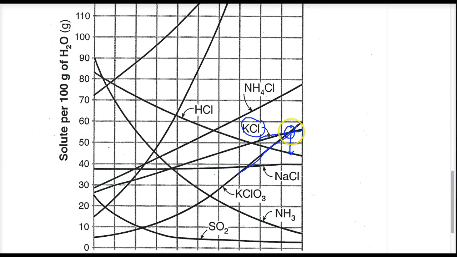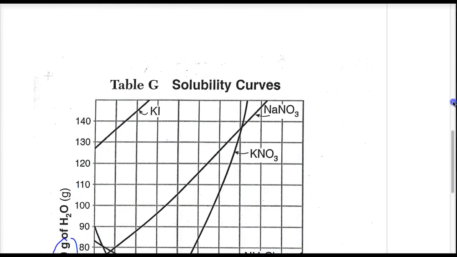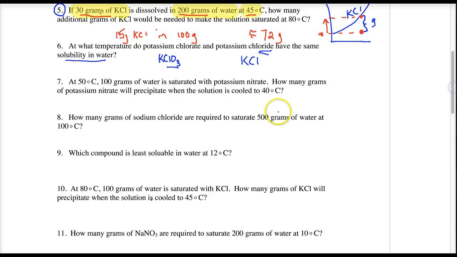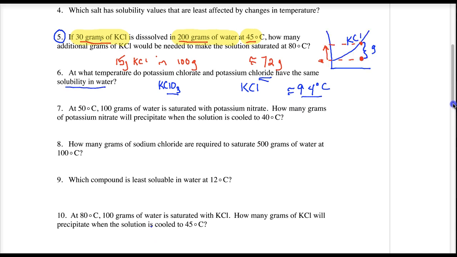And at that temperature, they have exactly the same solubility, which means they both have the same saturation point, which means you can add about 55 grams of each of these chemicals in 100 grams of water, and it'll be completely saturated at 94, 95 degrees Celsius. So pretty simple stuff, nothing really hard here. About 94, 95 degrees Celsius. Again, you get plus or minus 2 usually with these questions.